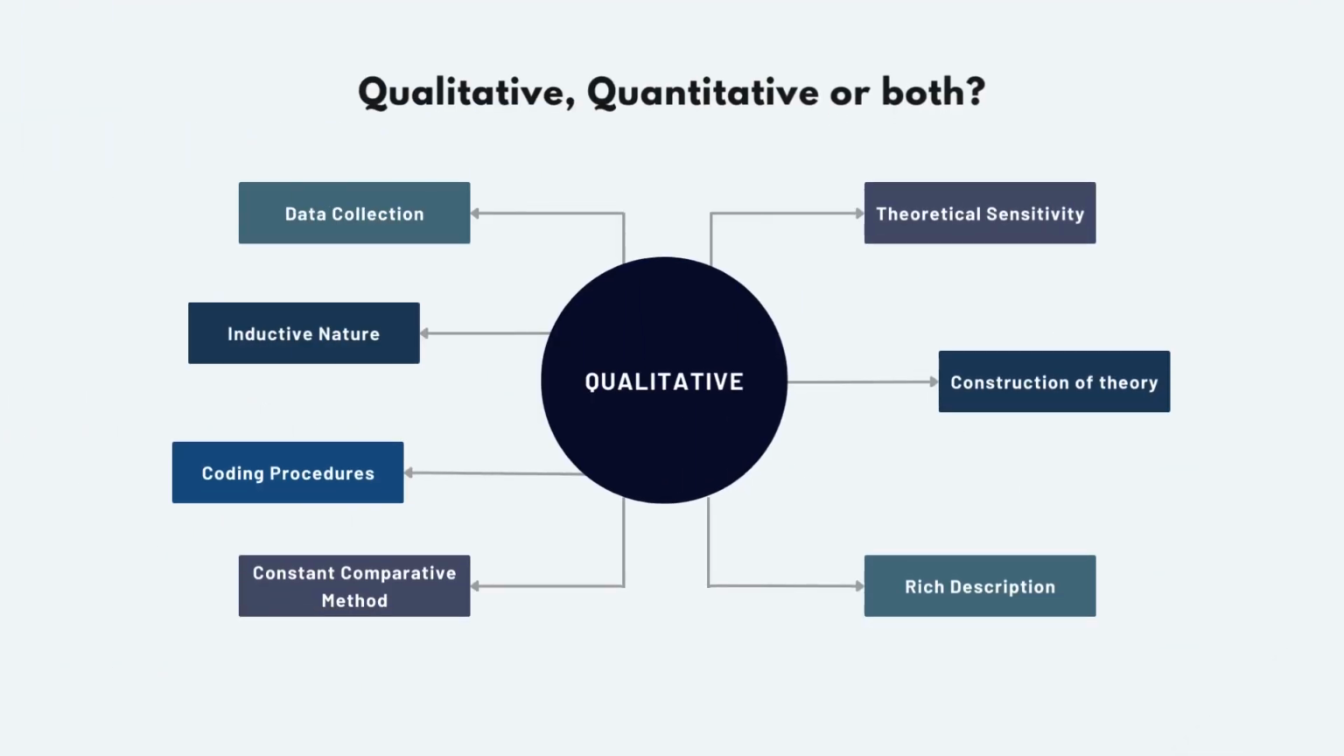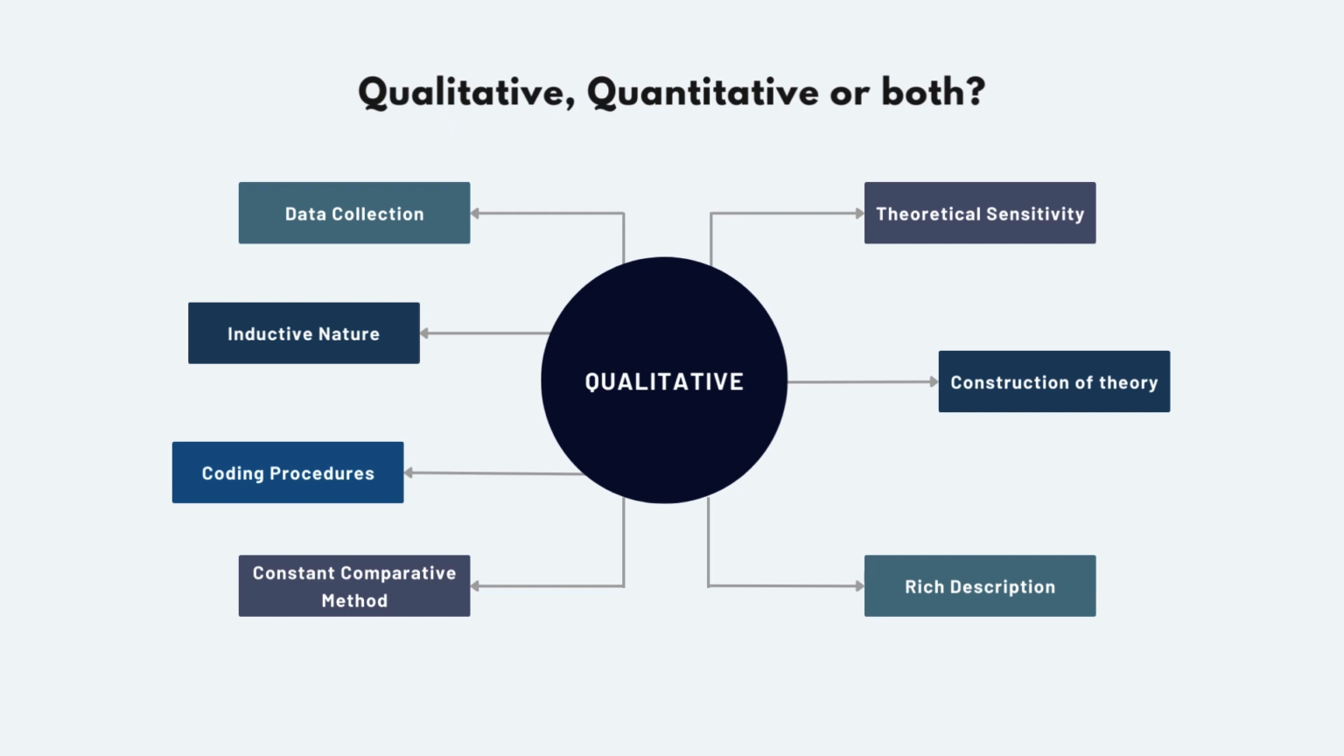Is grounded theory considered qualitative, quantitative, or both? Grounded theory research is considered a qualitative research methodology. So the primary reason behind this categorization lies in its fundamental approach to data collection, analysis, and theory generation. Grounded theory really aims to derive theories from data that are systematically gathered and analyzed. So let's take a look at some of the key aspects that categorize grounded theory as a qualitative method.